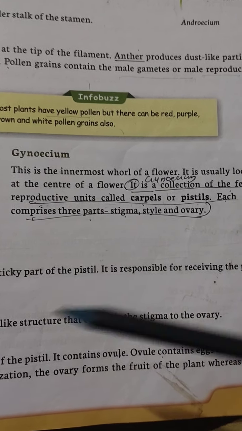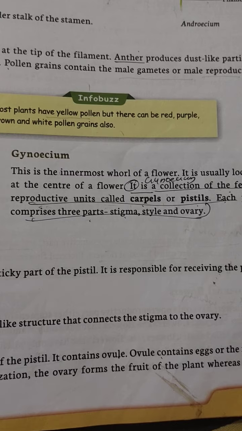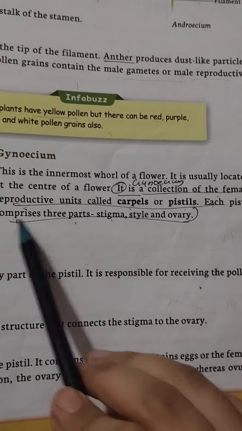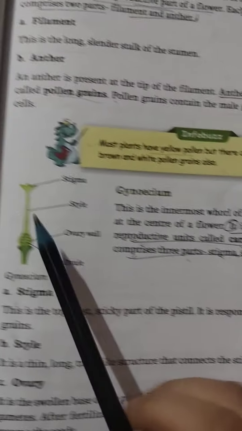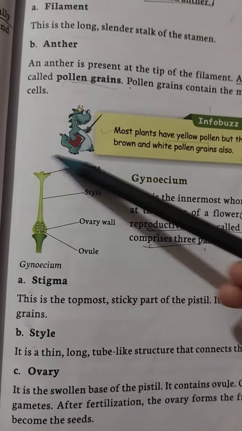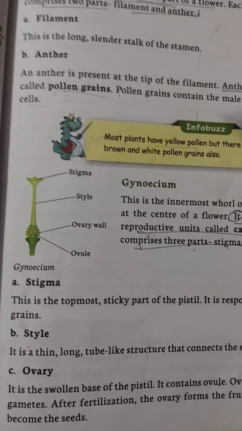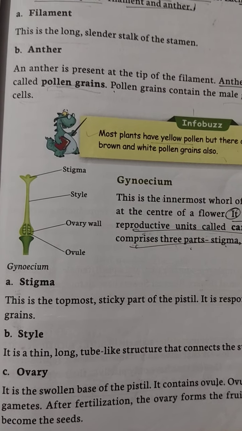Gynoecium किससे मिलके बना होता है? किसका कलेक्शन होता है? कार्पल्स या पिस्टल्स. Each pistil comprises 3 parts. Now you see in this diagram, this is a pistil, और बहुत सारे पिस्टल मिलके गाइनोशियम का फॉर्मेशन करते हैं. And gynoecium is the innermost whorl of a flower.